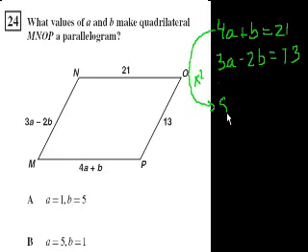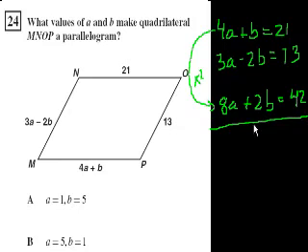So you get 8a plus 2b is equal to 42. And I did that so that the 2b and the minus 2b cancel out. So let's add these two equations to each other. The left-hand side, 3a plus 8a is 11a. The b's cancel out. Minus 2b plus 2b, that's no b's, is equal to 42 plus 13 is 55.